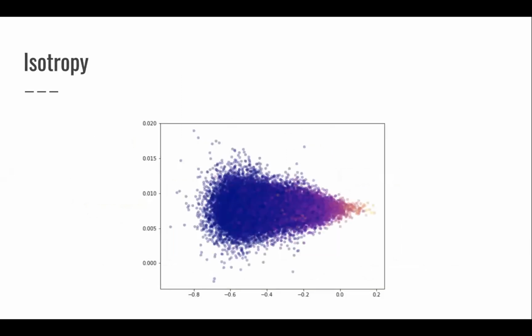Now, I refer to this in my paper as isotropy. Within the context of embedding spaces, isotropy is essentially a description of how an embedding space looks. If an embedding space has its representations scattered around the origin homogeneously, then we call this an isotropic embedding space. However, if an embedding space is the opposite of this, we get what we see here in this figure.